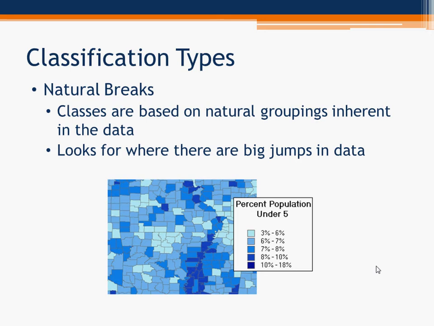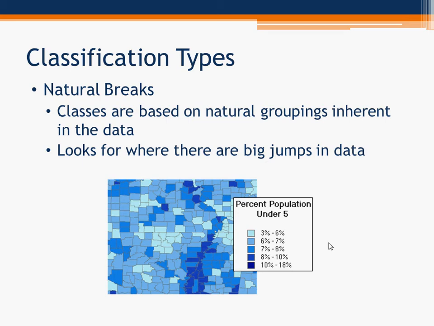It looks for basically where there are groupings of features within a particular class. So if there's a lot of features that fall within the 3 to 6% classification of this percent population under 5, then it would group them all into this class. But then if there's a large number of features that fall into the next category, it would create that category. So again, that's natural breaks, these natural groupings within the full distribution of your data.